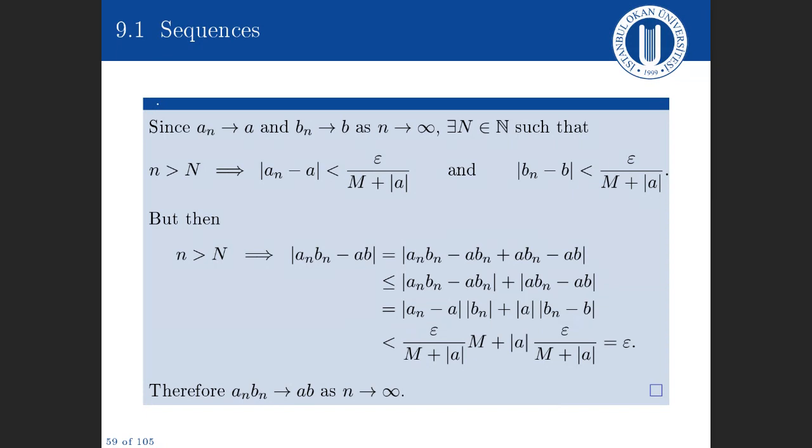Now, what do we have? The first one is smaller than epsilon over (M plus the absolute value of A). b_n is bounded, so it's smaller than M. The absolute value of A, keep that as it is. And then the final one is also smaller than epsilon over (M plus the absolute value of A). Simplify this and we just have epsilon, and that's the end of the proof.